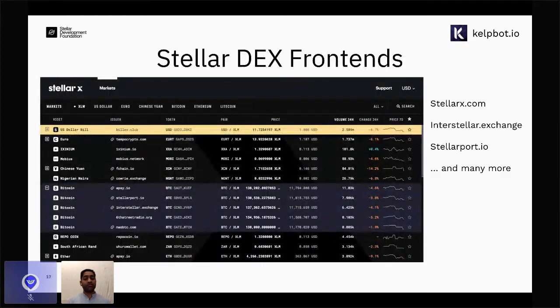Stellar has multiple front ends because the Stellar API really is just the back end, and many developers have built front ends that serve as a more user-friendly way to interface with the decentralized exchange. An example of those are StellarX, there's Interstellar Exchange, there's Stellar Port, and there's many more.